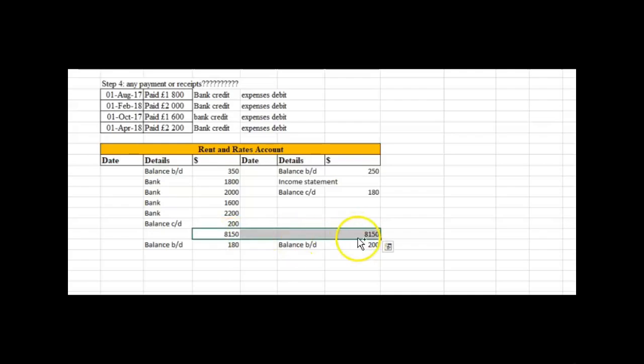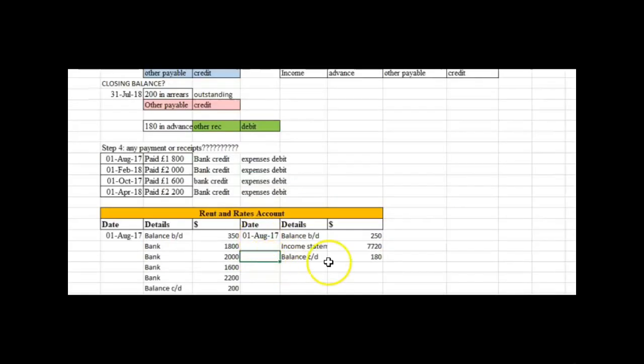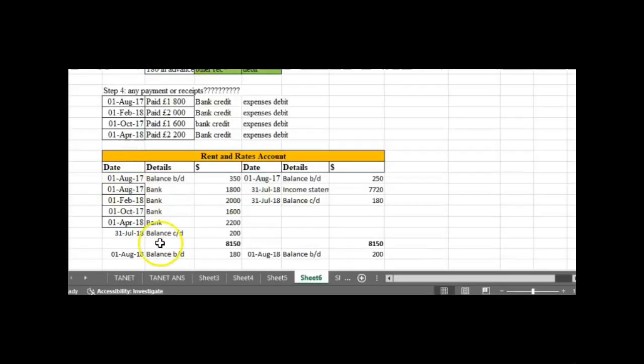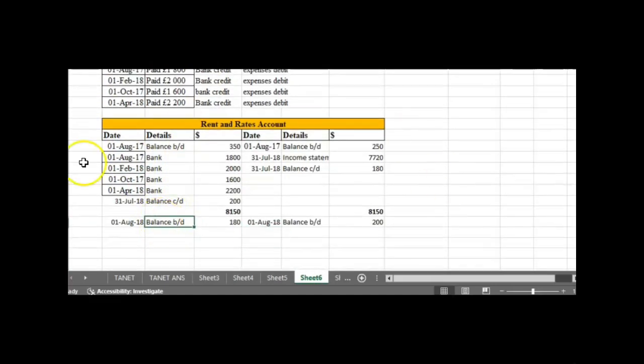As per ledger account rule, the total on both sides should be the same. Therefore, use the total to find the difference. This difference is the income statement. Now put the dates. Balance b/d on both sides is the beginning of the year, which is 1st August 2017. Then, income statement is 31st July 2018. The dates on bank are the same as given in the question. Then balance c/d is the year-end date, 31st July 2018. The balance b/d at the bottom is 1st August 2018.